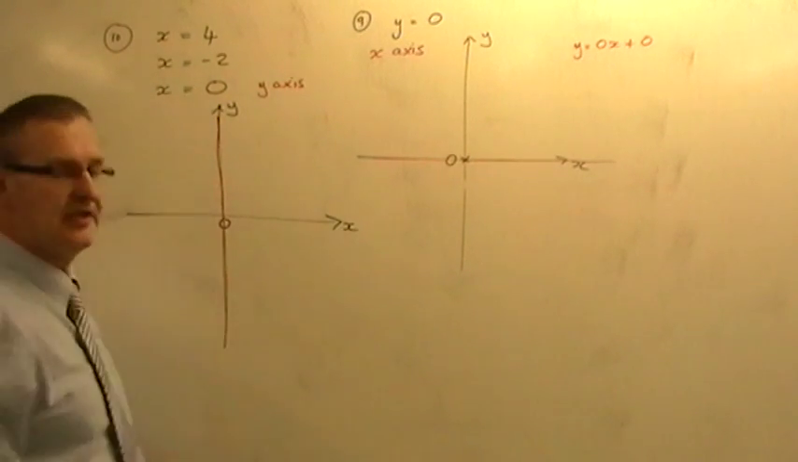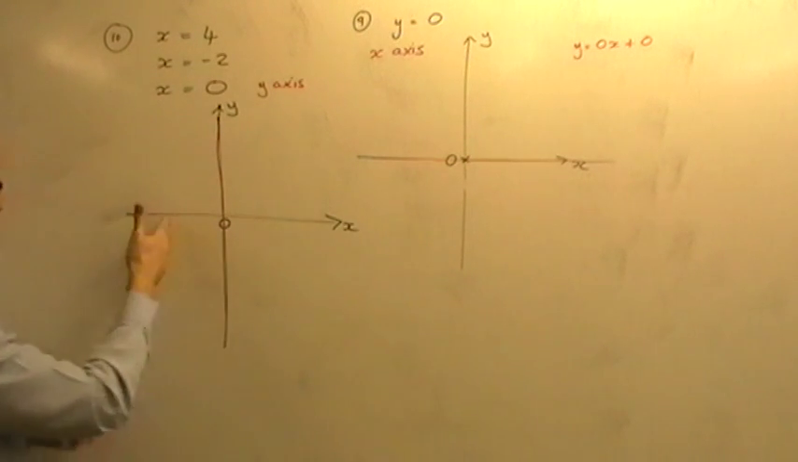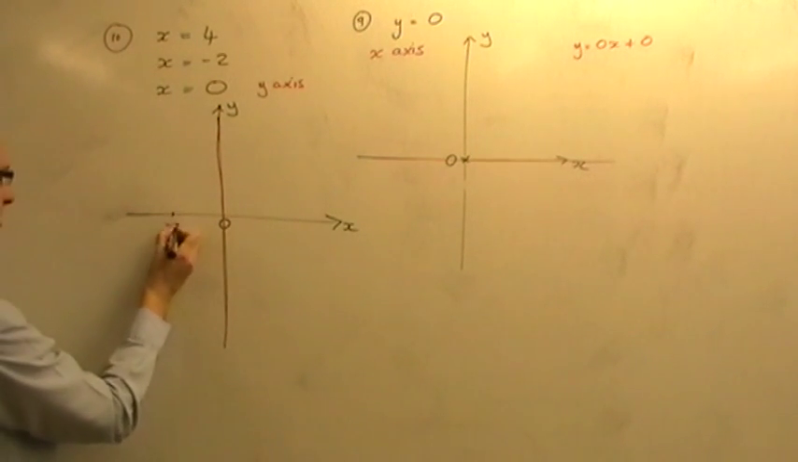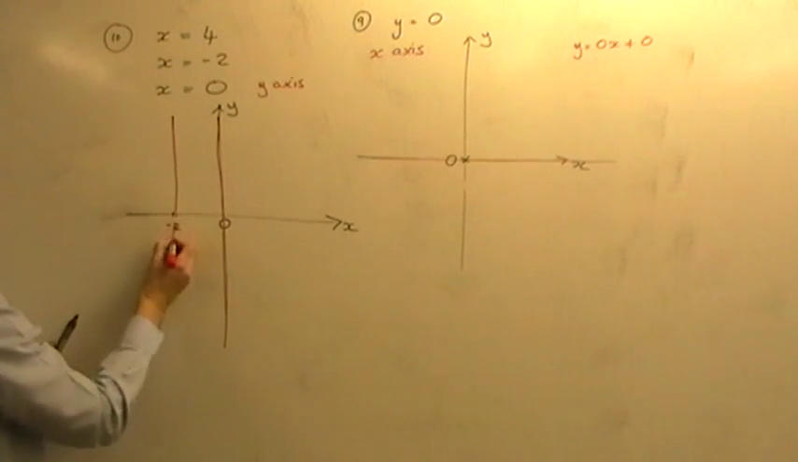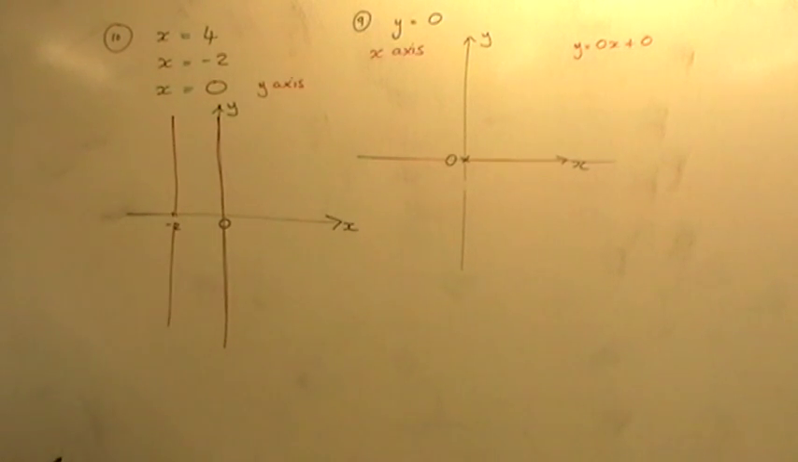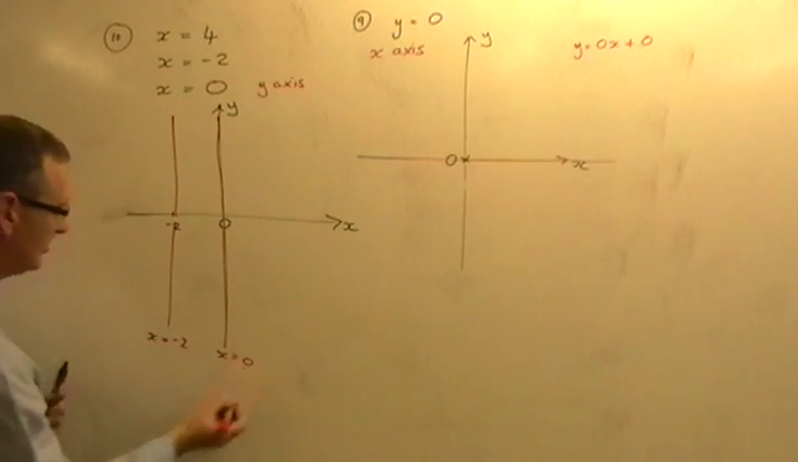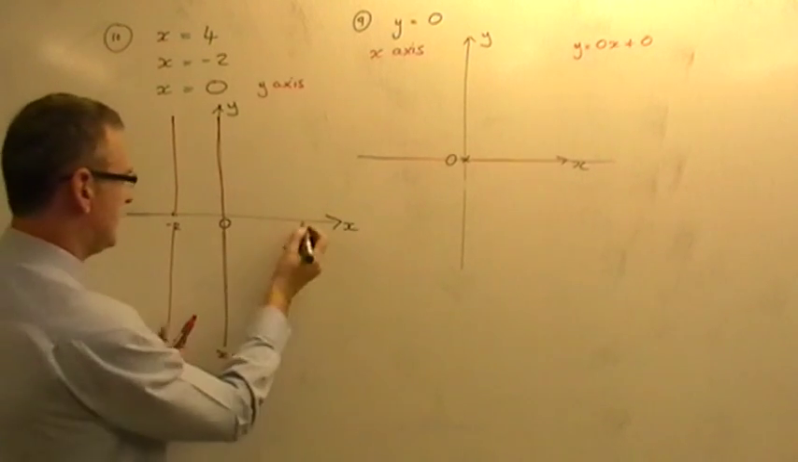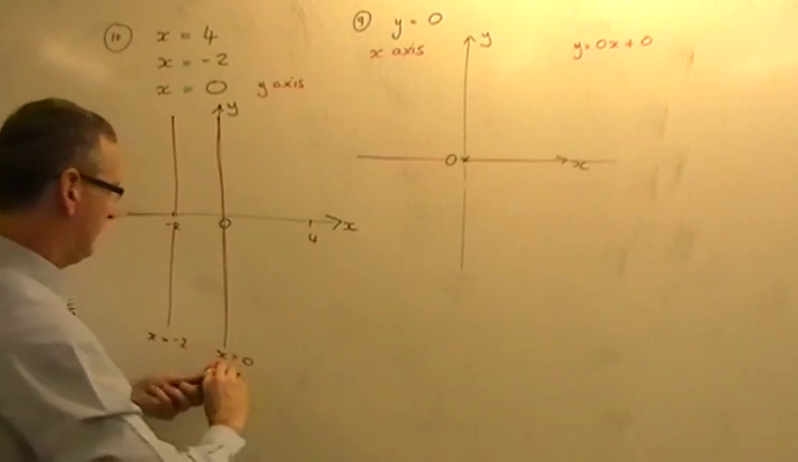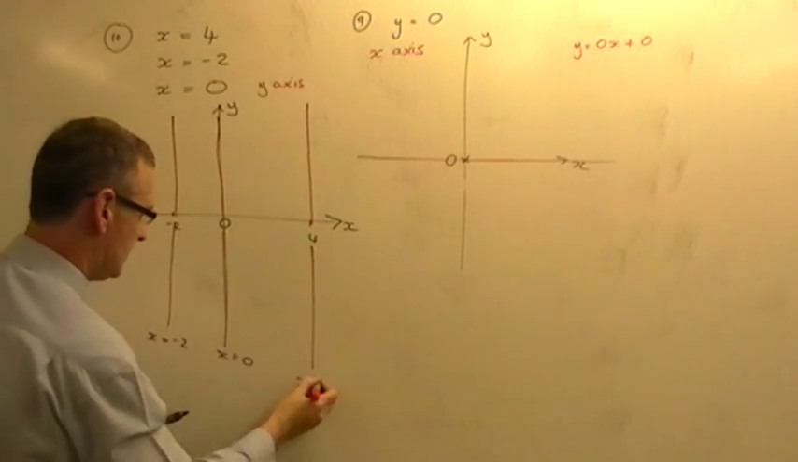Likewise, x equals minus 2. All we've got to do is go to minus 2 on the x-axis, which is there, and draw a vertical line. There you go, x equals minus 2 is that line. So that's x equals minus 2, that's x equals 0. And then finally x equals 4, you just go to 4 on the x-axis, label it, and draw a vertical line. And that is the line x equals 4.